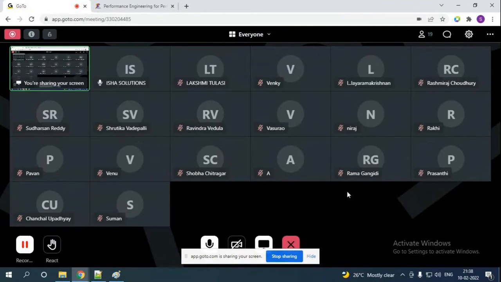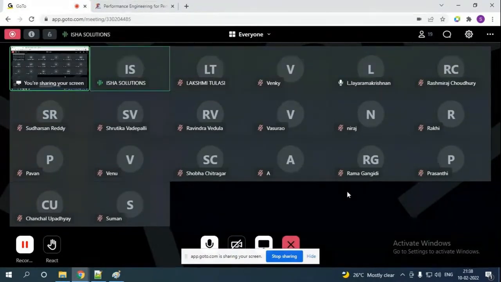Can we monitor the infrastructure using Dynatrace and AppDynamics? Yes. In Dynatrace, it is host monitoring. In AppDynamics, it is machine agent monitoring, server monitoring. Yes, it is available.